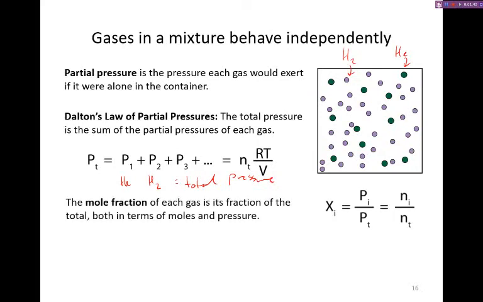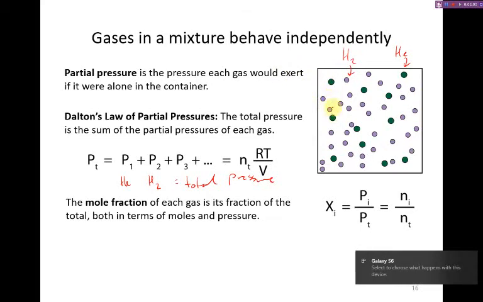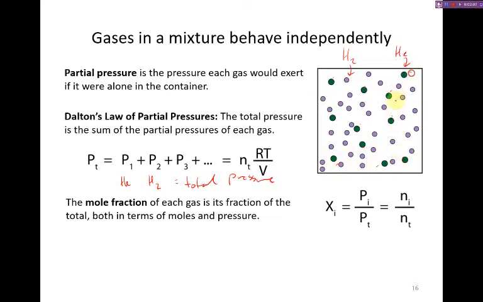This also allows us to talk about what we call the mole fraction. And the mole fraction of a gas is its fraction of the total. And this is true both in terms of pressure and in terms of moles. So looking at the gas particles illustrated here in the box, we have a total of 1, 2, 3, 4, 5, 6, 7, 8, 9, 10, 11 helium atoms. And I'm not going to spend our time counting up the hydrogen, but let's just assume that there are 30.